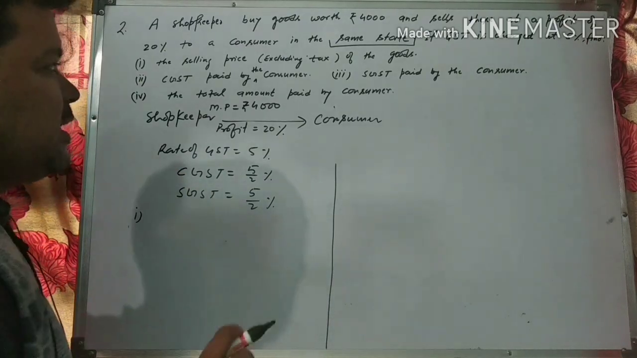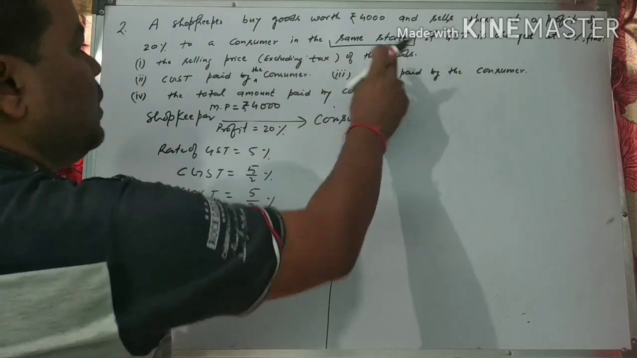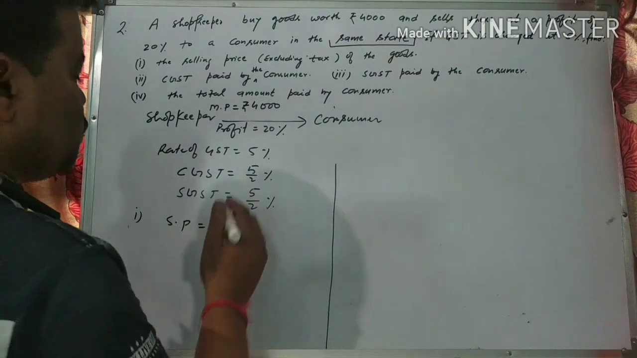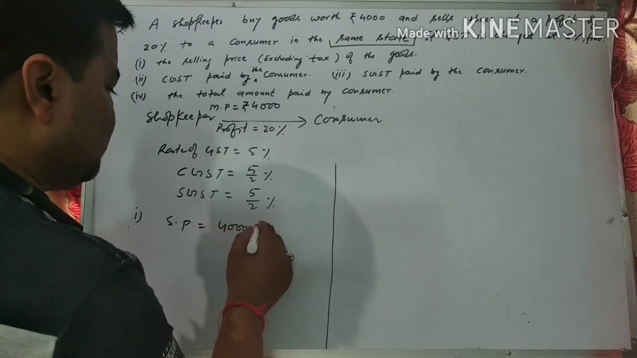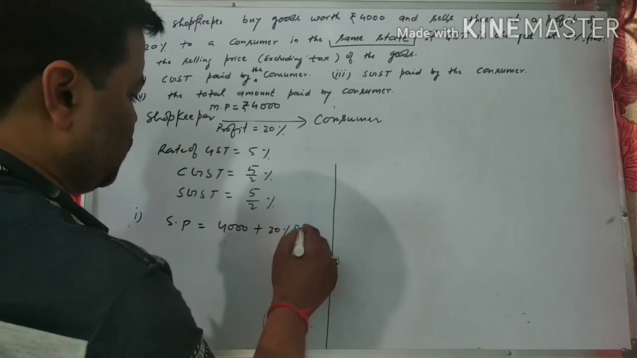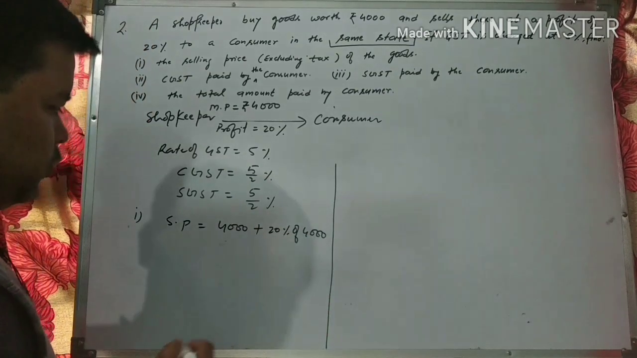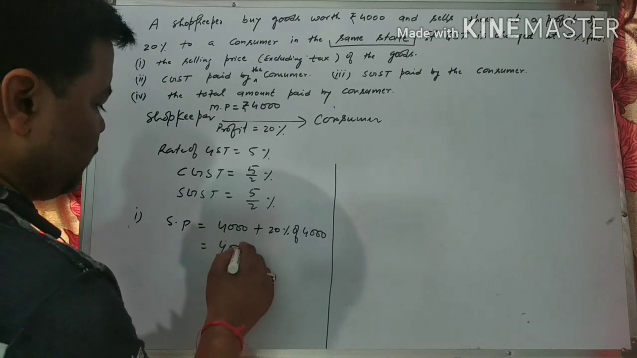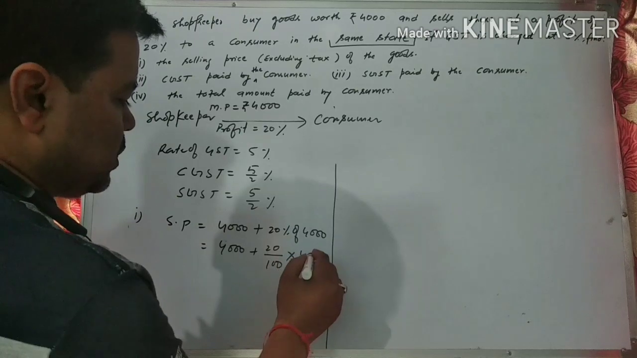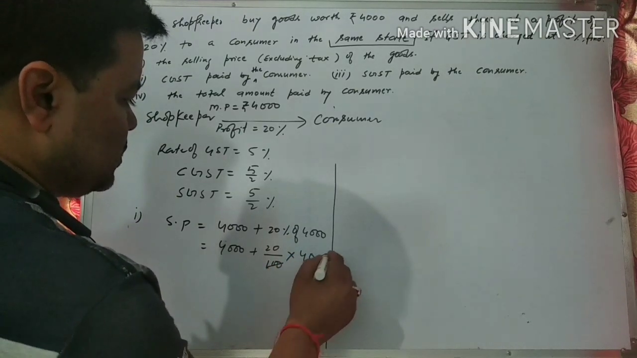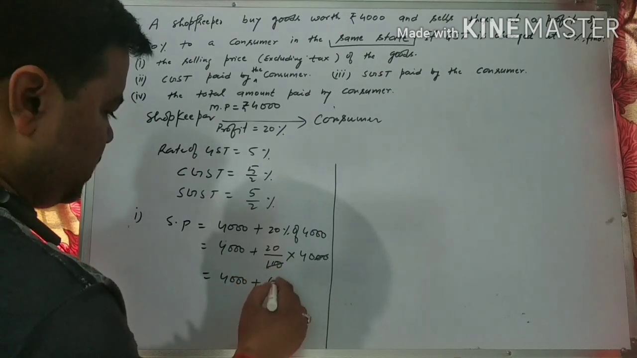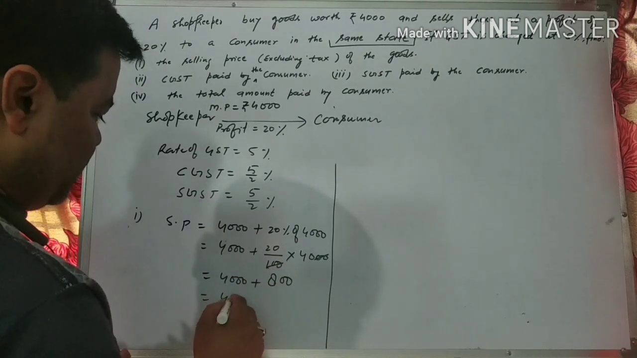Okay. The first question is the selling price excluding tax of the goods. So here simply selling price is equal to how much? Total amount 4,000 plus 20% of 4,000. Then it will be 4,000 plus 20/100 into 4,000, and it will be 4,000 plus 800. That will be 4,800.